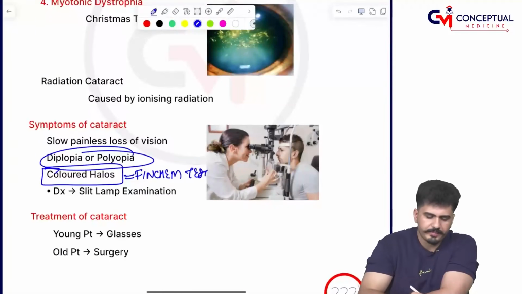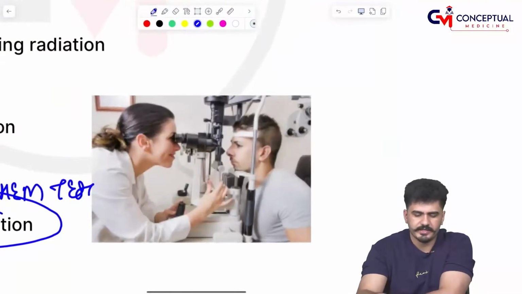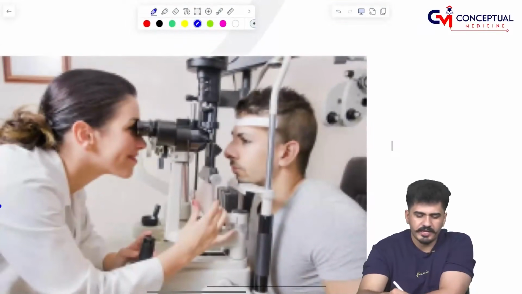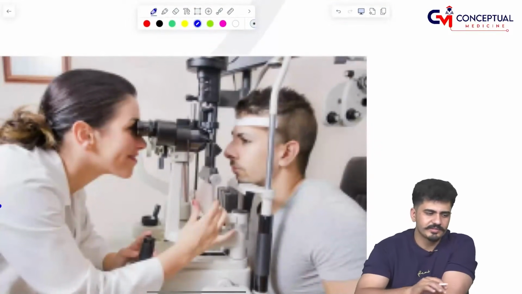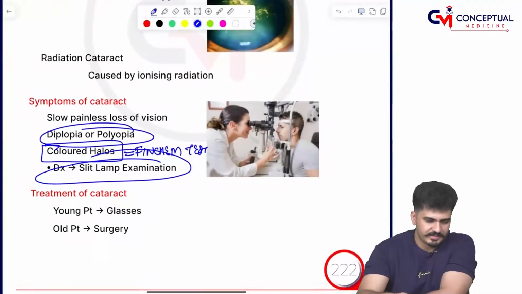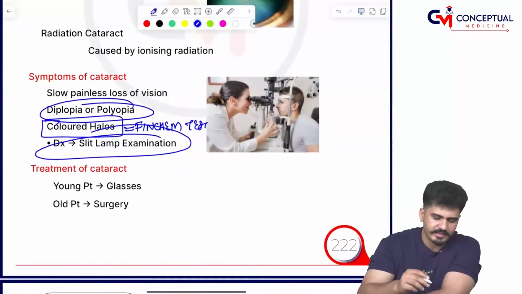We have the Fincham test, and here the examination is slit lamp examination. You can see an unhappy man and a happy woman. So this is a slit lamp examination. Very, very nice.